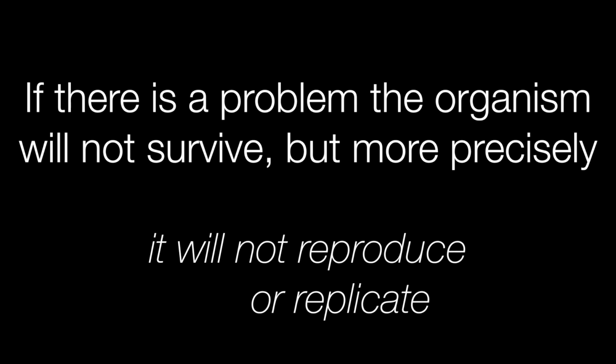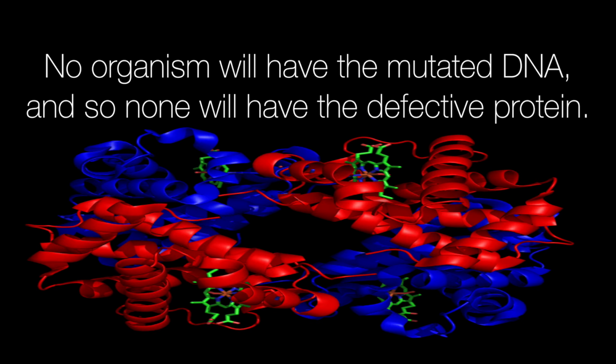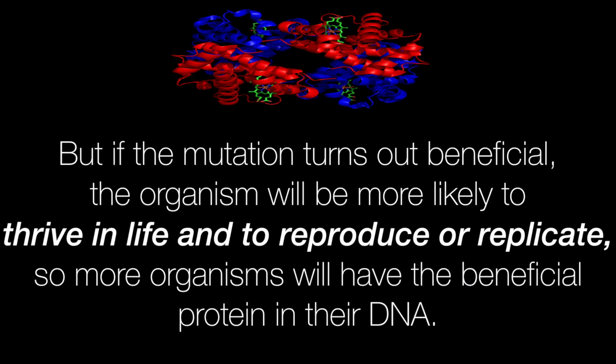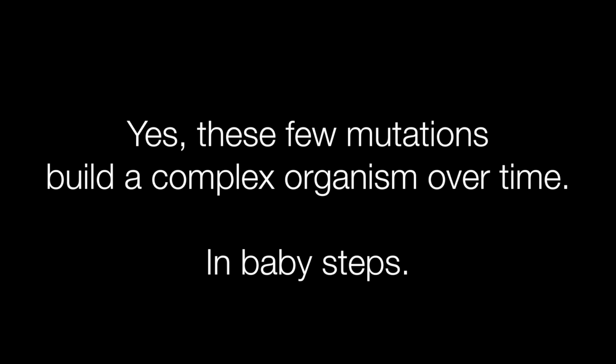If there is a problem, the organism will not survive, but more precisely, it will not reproduce or replicate. No organism will have the mutated DNA, and so none will have the defective protein. But if the mutation turns out beneficial, the organism will be more likely to thrive in life and to reproduce or replicate. So more organisms will have the beneficial protein in their DNA. Yes, these few mutations build a complex organism over time, in baby steps.